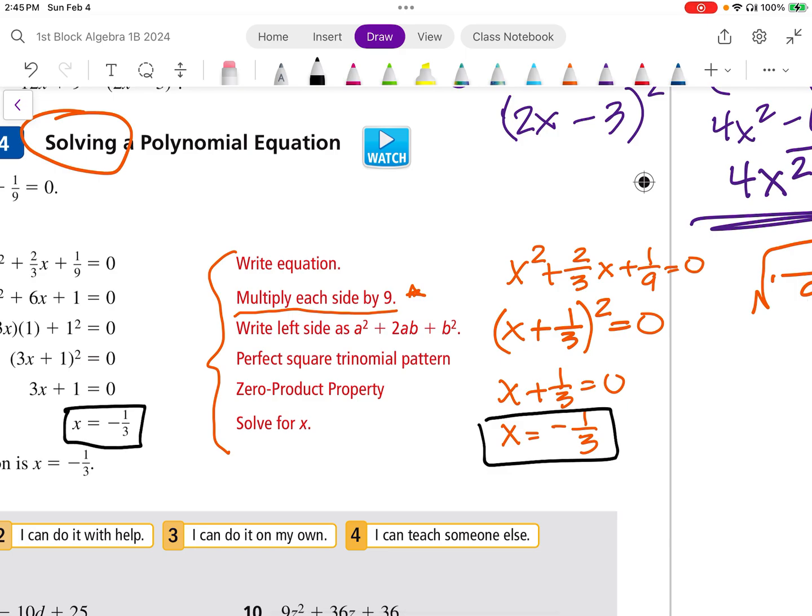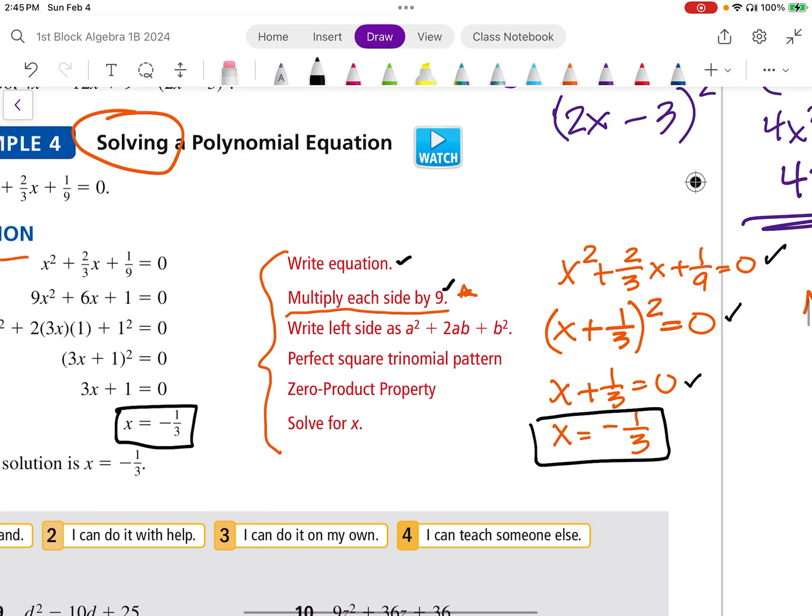This took us, we wrote our problem, we factored, we solved for x. 3 steps. Here, they wrote the equation. They multiplied by 9. We actually haven't been doing that step. So they noticed it was a perfect square trinomial pattern and factored, and then set it equal to 0, and then solved. So this was 5 to 6 steps, where ours was 3 to 4 steps. So up to you. You can look at both ways, whichever one you like better.